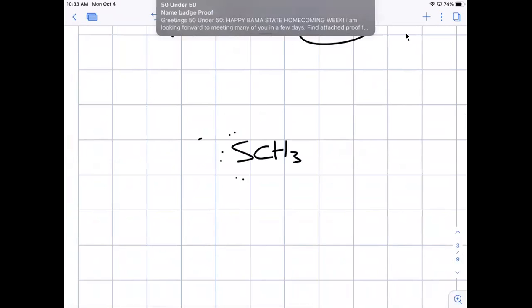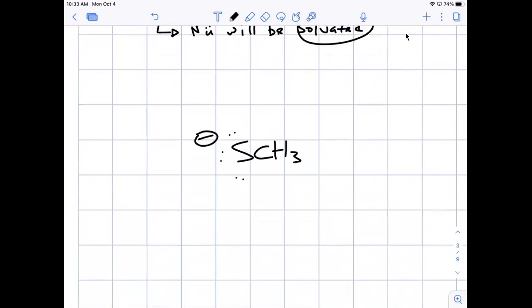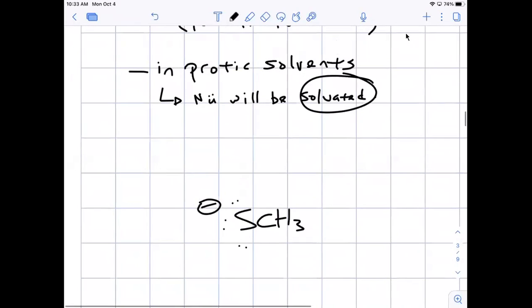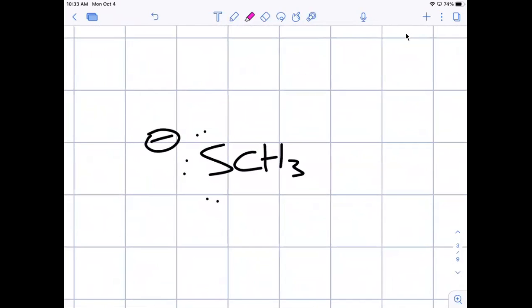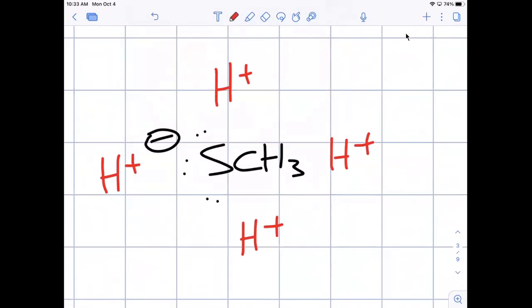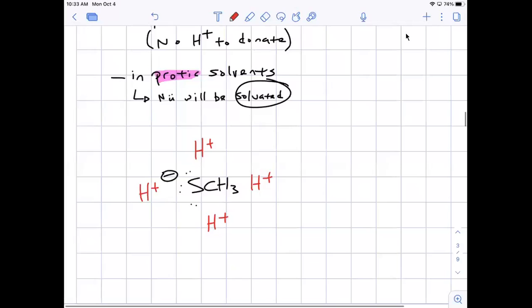which is negative, right? If this is in a protic solvent, protic meaning H plus donating solvent, all of those protons are going to come here and surround or put a fence around your nucleophile. This is again an example of what we call solvation, right? So if you do it in a protic solvent, it's going to solvate your nucleophile.